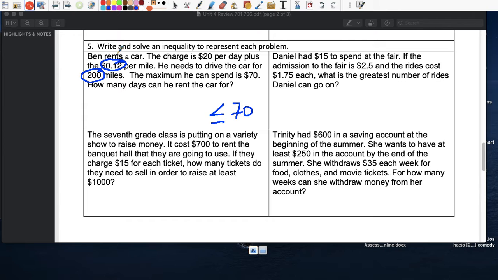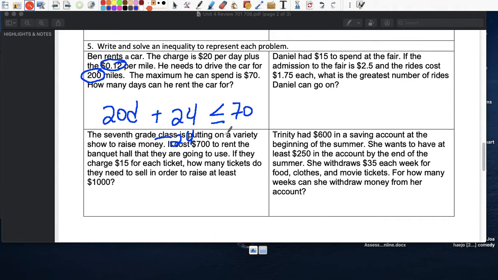So if you multiply 200 times 0.12, just for the miles, it's going to be $24. Okay, because 200 times 12 cents is $24. Plus, how much is it? $20 per day. So $20 per day plus 24 for the 200 miles has to be less or equal to 70. So how many days can you rent a car for? Now I can figure it out.